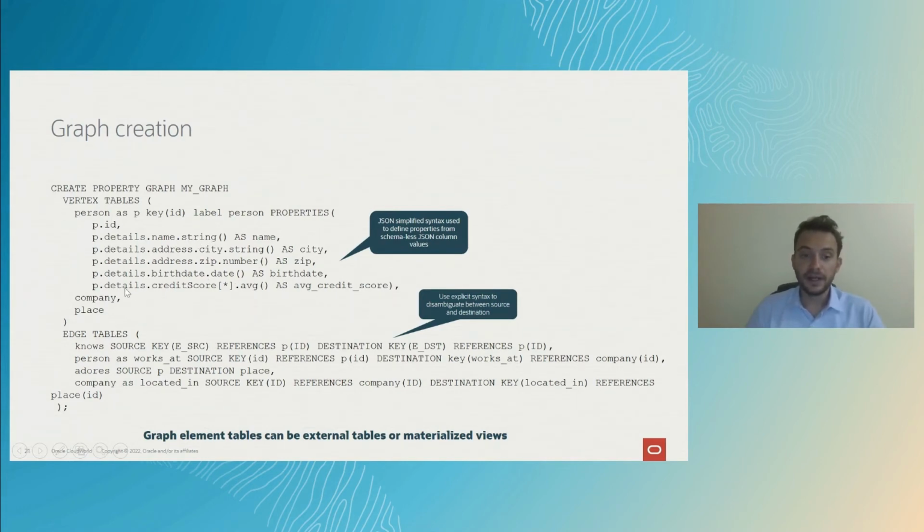So for example, let's assume that the JSON has a credit score field. I can access that credit score field. Let's assume that it stores an array of values. I can run average on top, and then I can expose that as a graph property. So this shows how a graph can leverage data stored in a JSON column. So you can really define graphs over both schema-full and schema-less data.